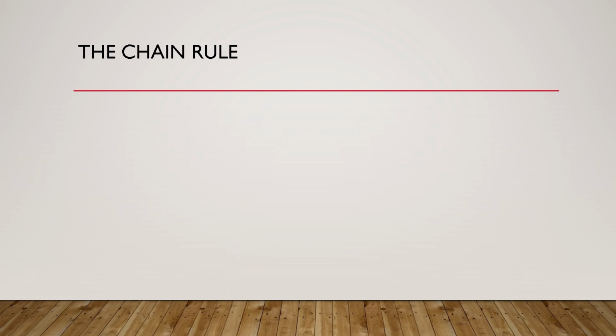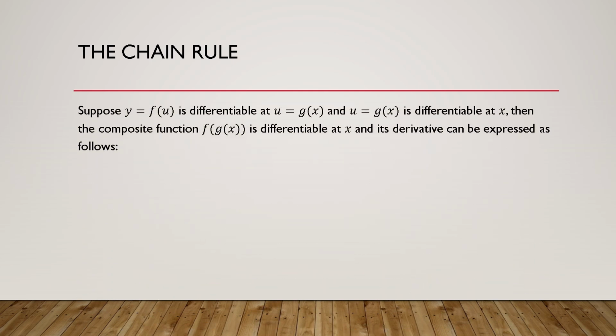The chain rule is used to take derivatives of composite functions. Suppose y equals f of u is differentiable at u equals g of x, and u equals g of x is differentiable at x. Then the composite function f of g of x is differentiable at x, and its derivative can be expressed as d/dx of f of g of x is equal to f prime of g of x times g prime of x.